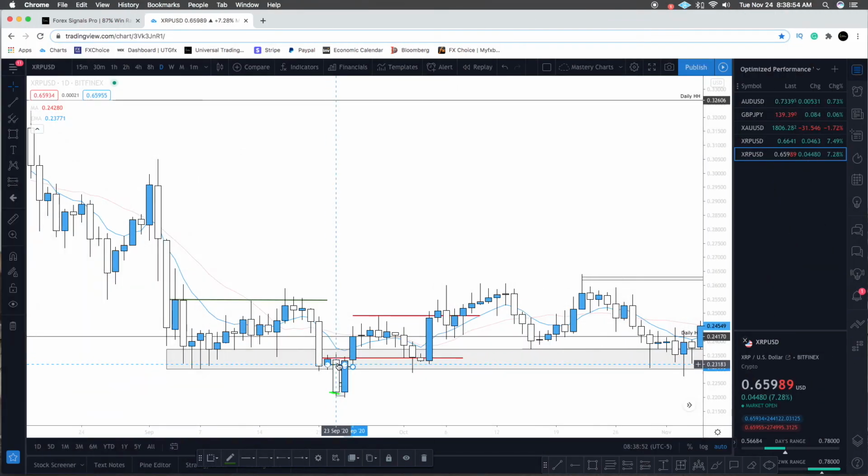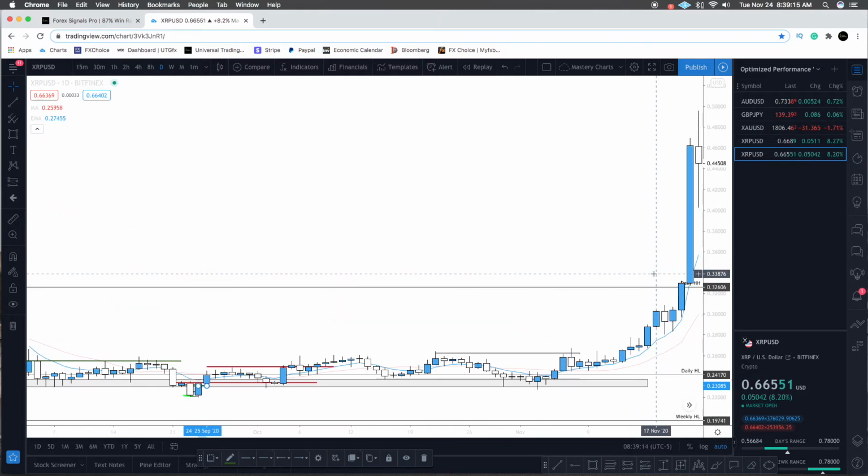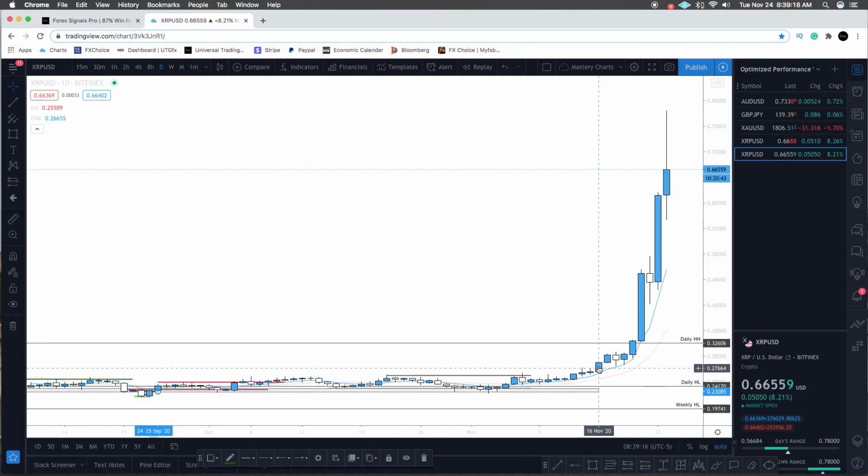So back at that daily higher low, price pushed up, pulled back, followed through. Then price gave us support right around here. Price came back, tested it, came back, tested again, got above, and now this is how we have rallied up all the way to almost 80 cents.